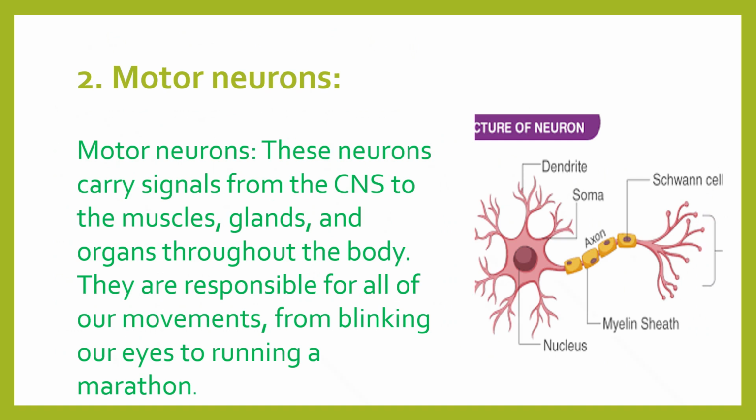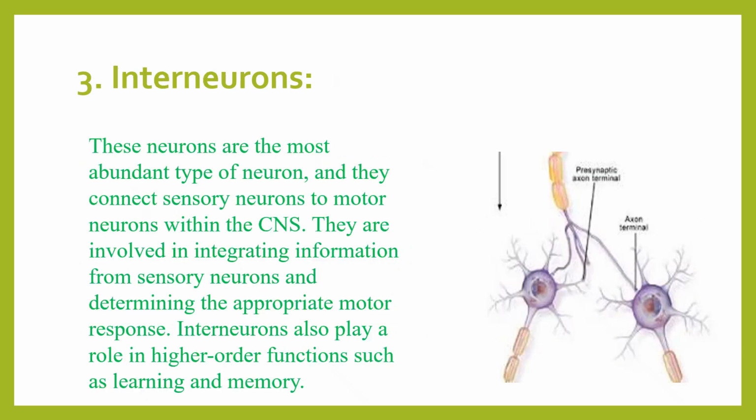And the second one, motor neurons. These neurons carry signals from the CNS to muscles, glands, and organs throughout the body. They are responsible for all of our movements, from blinking our eyes to running a marathon.